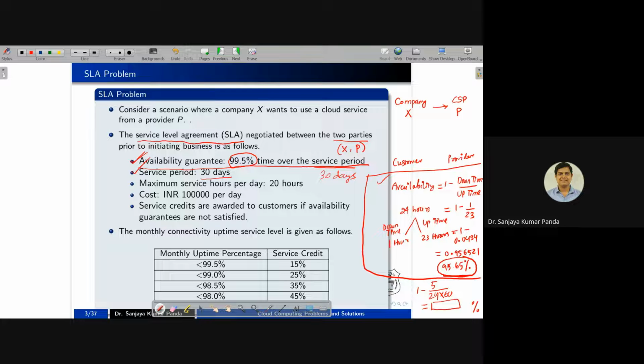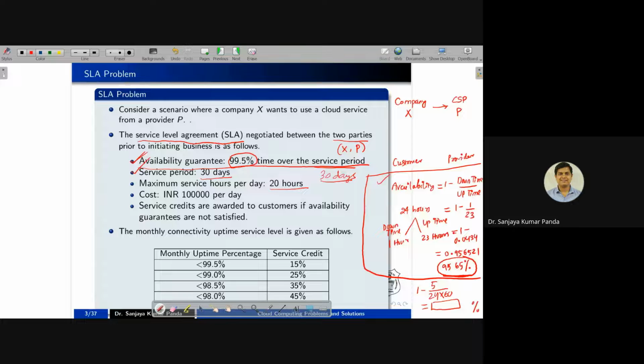What is the third condition? The third condition is maximum service hour per day is 20 hours. So you want service for 30 days, but you don't want service for 24 hours. You want service for only 20 hours. So although we have 24 hours, we consider that as 20 hours only.